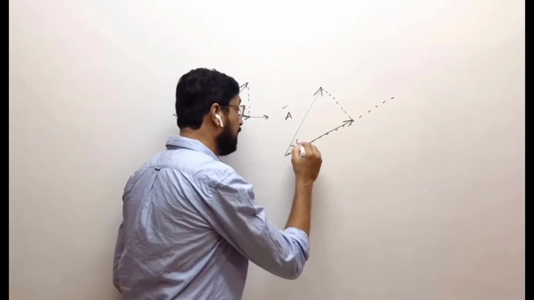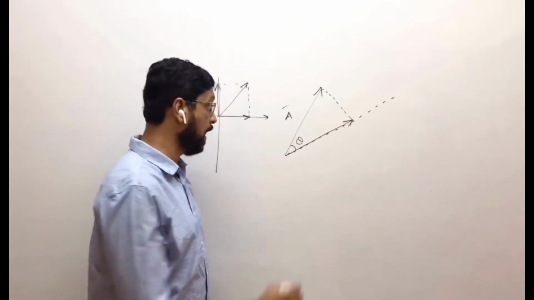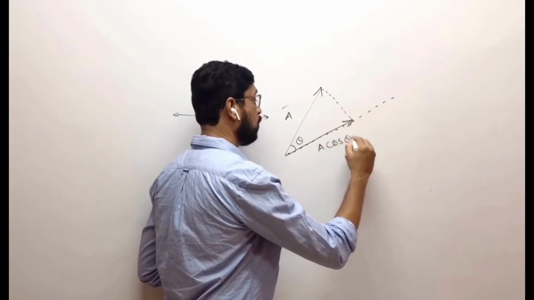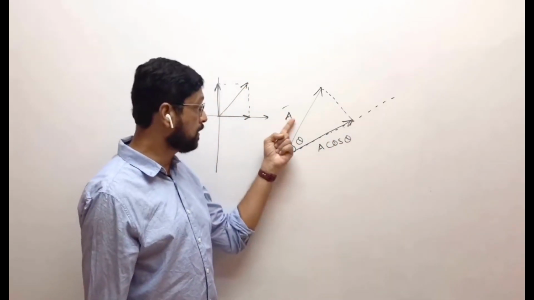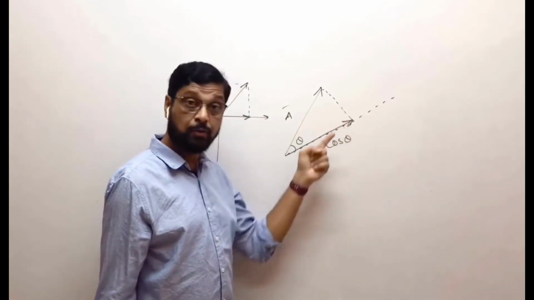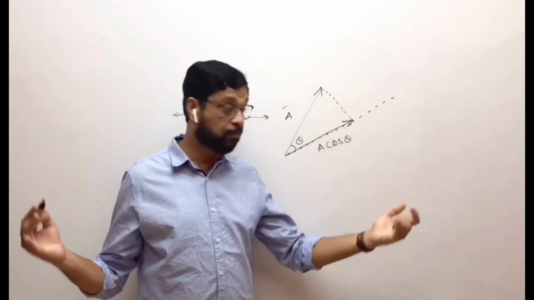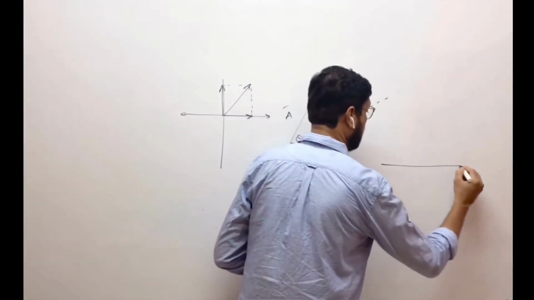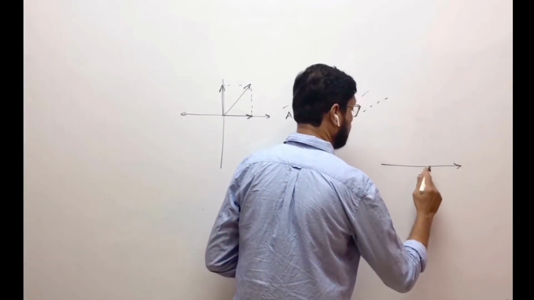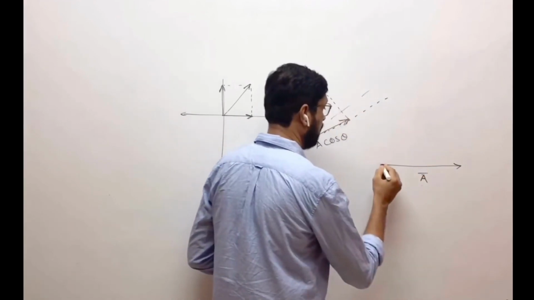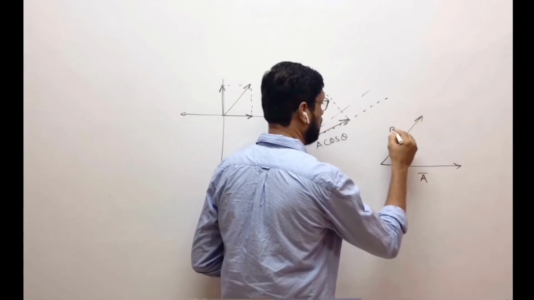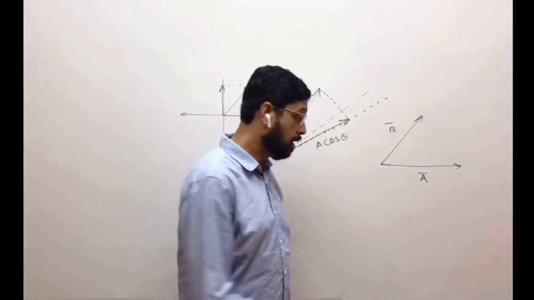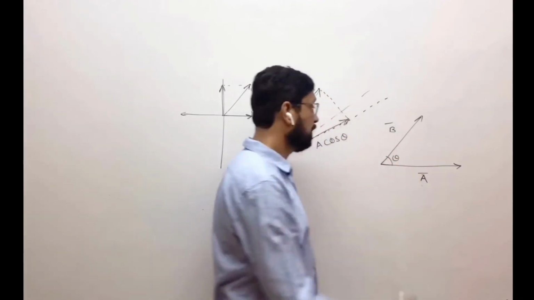अगर ये एंगल है थीटा, if this angle is theta, then what will be this component? This component will be A cos theta. So if this is vector A, this component will be A cos theta. So you can find out the component of a vector in any direction. If this is a vector A and this is a vector B, there are two vectors, vector A and vector B, and suppose theta is the angle between them.